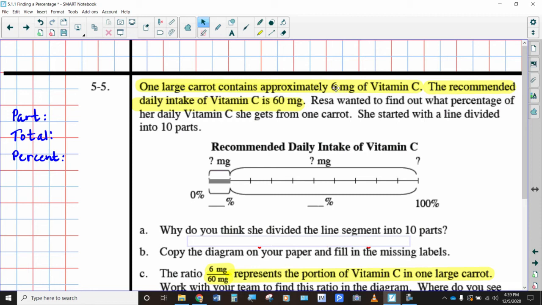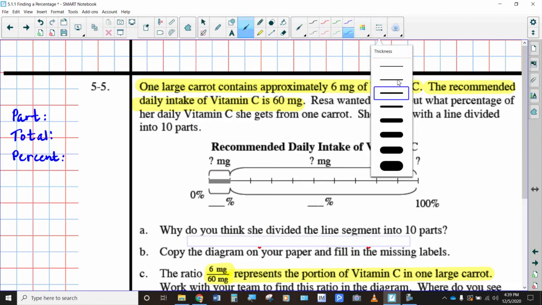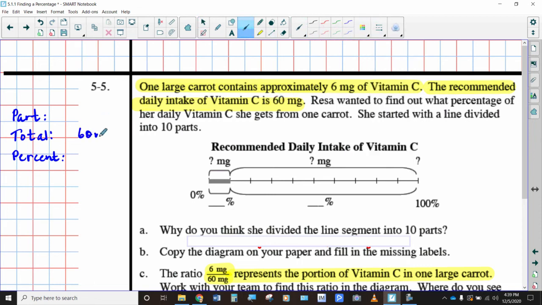Well, I'm looking at the numbers and I'm noticing, okay, 60 milligrams, if you divide it by 10, is equal to 6. So it makes sense that we would say that the total here is 60 milligrams, and the part is 6 milligrams. So that would represent right here, the total, which is 100%, would be equal to 60 milligrams. So when you break that up into 10 equal parts, that means that 6 milligrams represents 10% of 60.